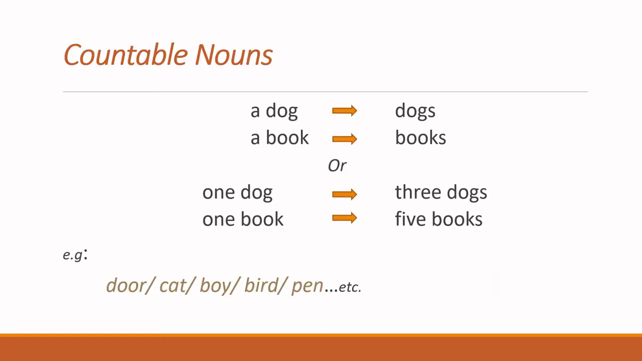Countable nouns. As per the very basic, we add the letter S at the end of the noun to make it a plural. For example, a dog, dogs, a book, books. Or else we can add a number, 1 dog, 3 dogs, 1 book, 5 books. Some more examples are given under countable nouns: door, cat, boy, bird, pen.